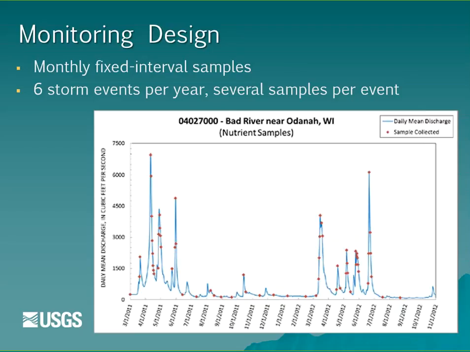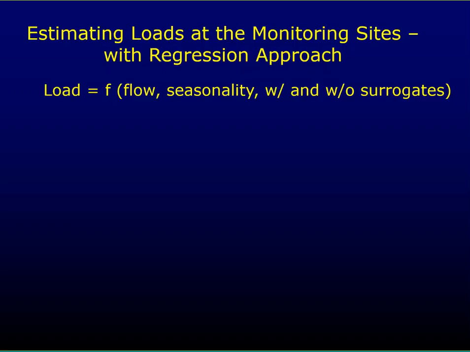So here's one of the sites. You can see the samples that we collected over the hydrograph, and we covered it very well. This is for the Bad River flowing into Lake Superior. But some of our other sites, we didn't cover the curves so well, and so the regression approach was even more important there. Now in estimating loads, like I said, we went with the regression approach. What that is saying is that we're going to compute loads as a function of flow, seasonality, and to that we wanted to add these surrogates.